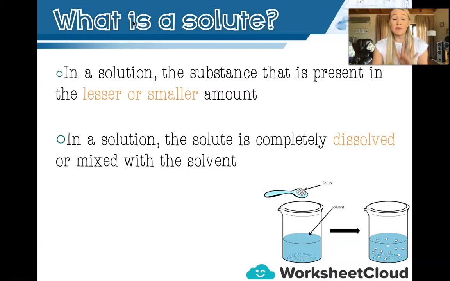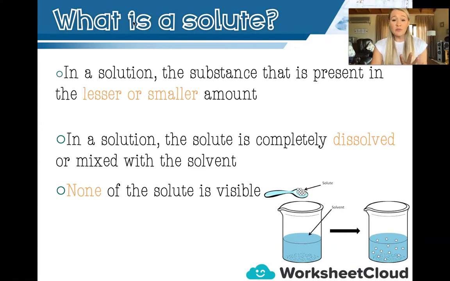Okay, so now we've spoken about a solute. Just to end off, remember that when a solute is mixed in a solvent and it is soluble, you won't be able to see it anymore. We say it is invisible, but I'm going to specifically talk about where that solute goes a little bit later, because it doesn't just disappear.